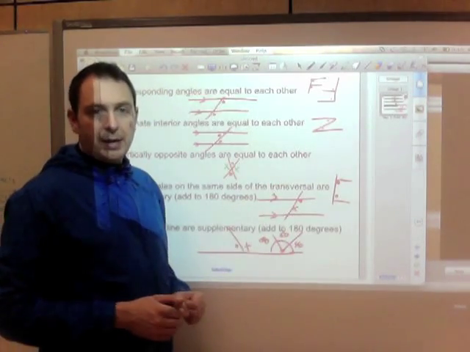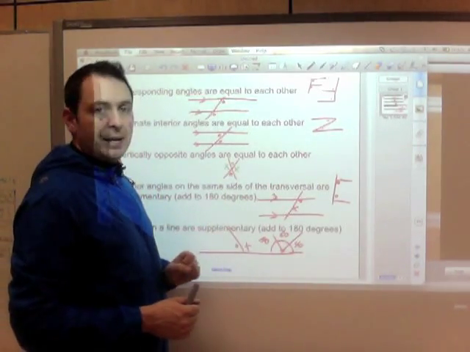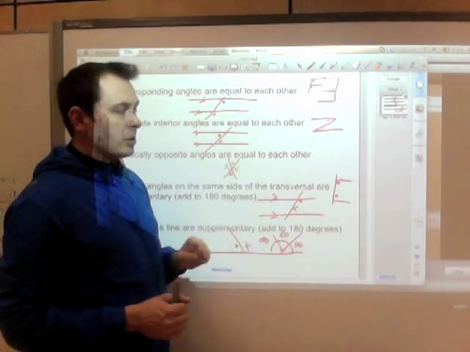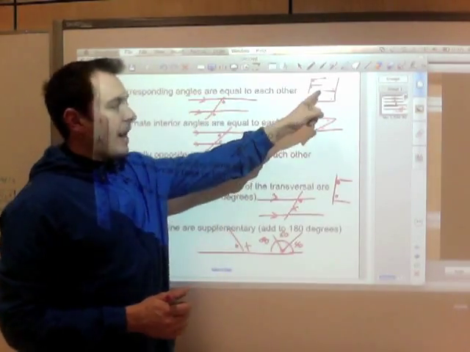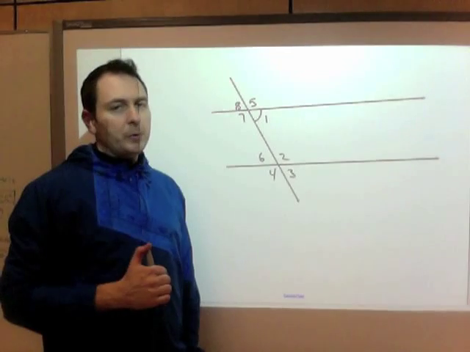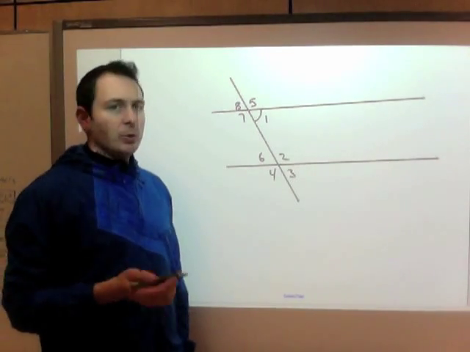C angles add to 180. Vertically opposite are the same. Alternate interior, our Z's, are the same. Corresponding, which are our F angles, are the same. Before we start looking at solving some of these things, let's do a quick review of the last lesson.